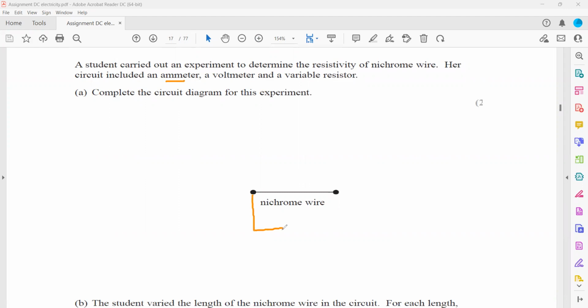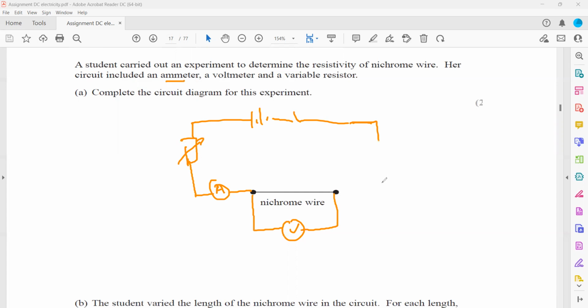We will measure the voltage here by using a voltmeter. We'll measure the current by using an ammeter, always in series. Then we have a variable resistor, a battery, and a switch. And how do we use this circuit to determine the resistivity? So we have the formula: resistance R equals resistivity ρ times length L divided by A. So if I need resistivity, it will be RA divided by L.